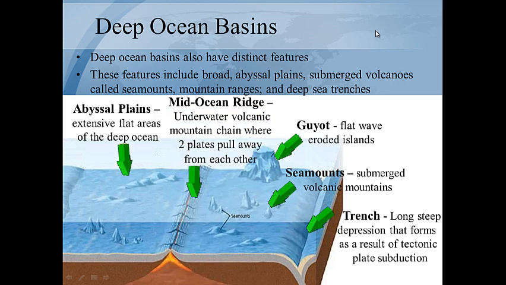And then, another feature due to plate tectonics is the mid-ocean ridge. An underwater volcanic mountain chain where two plates pull apart, creating a volcanic spreading center, a volcanic ridge down the middle of many of the world's oceans. Okay, these mid-ocean ridges. So there you have it. The deep ocean is alive and active with a lot of geologic features.